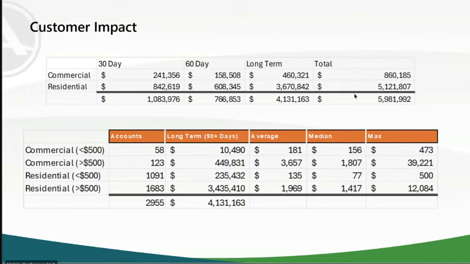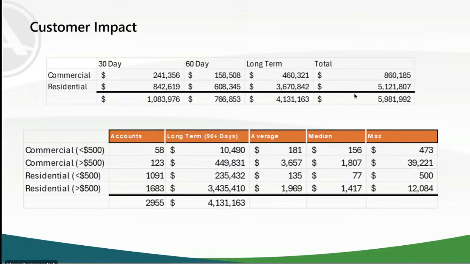When you get into the commercial and residential amounts that are long-term, you're looking at average bills of almost $2,000. Unpaid balances of almost $3,600. And then the largest ones, there is a commercial business that owes us almost $50,000. And there are some residential customers who owe us over $10,000. Any questions about this information?